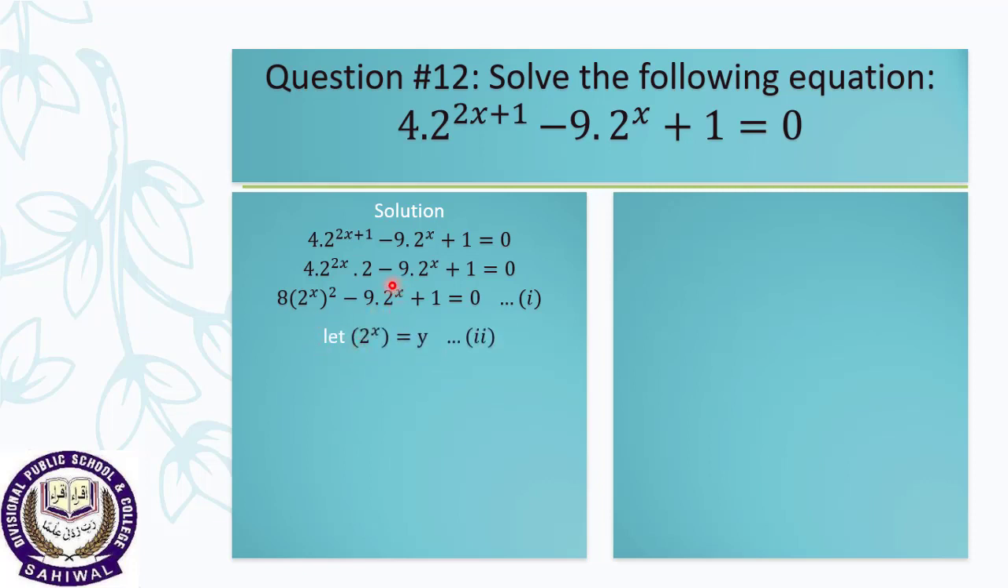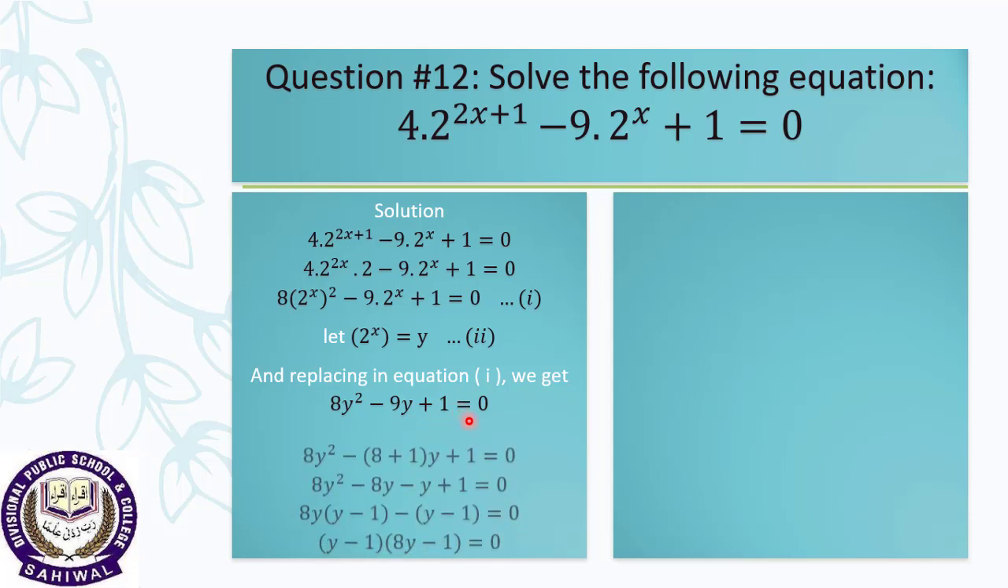Let 2 raised to power x equal to y, and replacing it in equation 1, we get 8y square minus 9y plus 1 equal to 0. We can solve this equation by any of the three methods: by factorization, by completing square, or by quadratic formula. I am solving here by using factorization method.